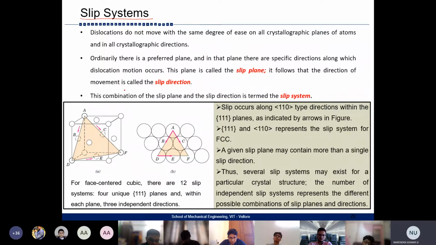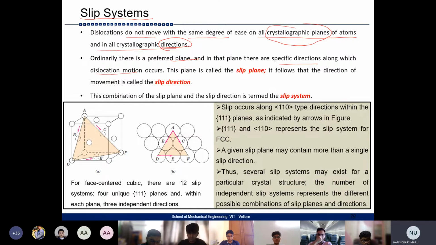So what exactly is a slip system, we will see now. Dislocations do not move with the same degree of ease on all crystallographic planes of atoms or in all crystallographic directions. They do not move with the same ease in all planes and in all directions. So they have a preferred plane and a preferred direction in which the dislocation will occur.